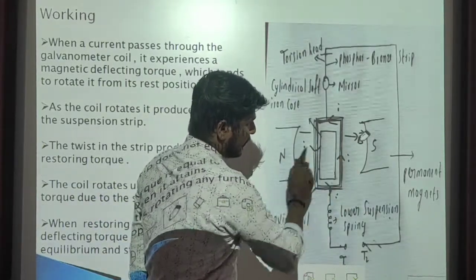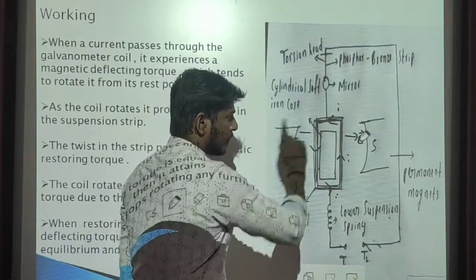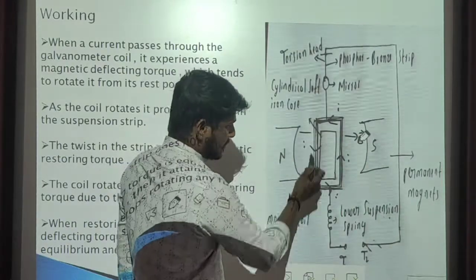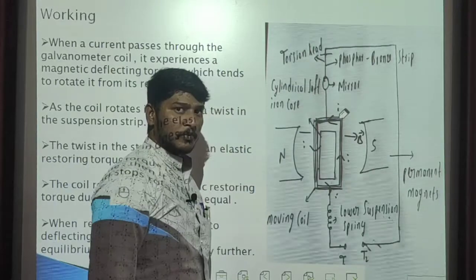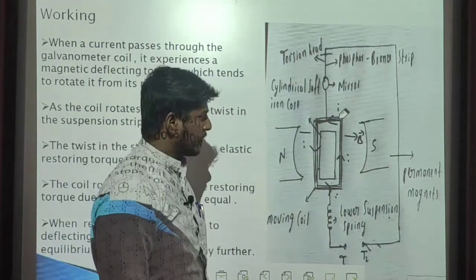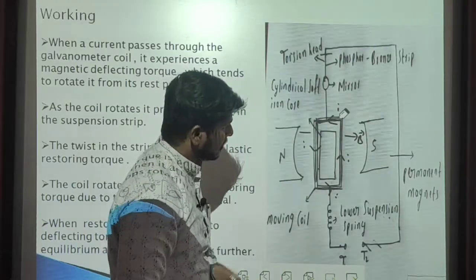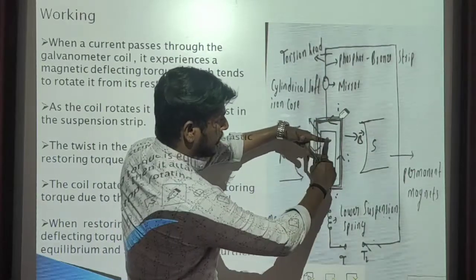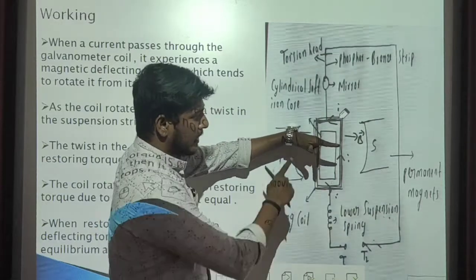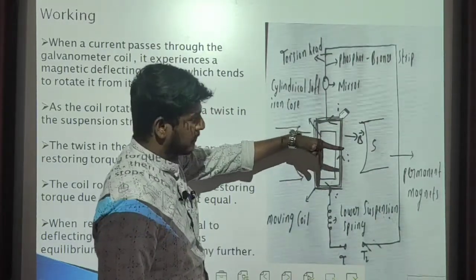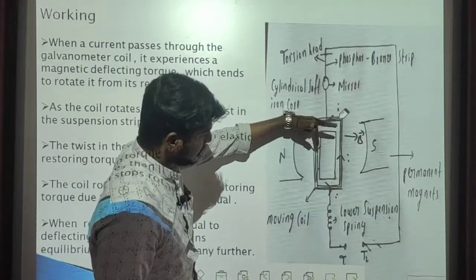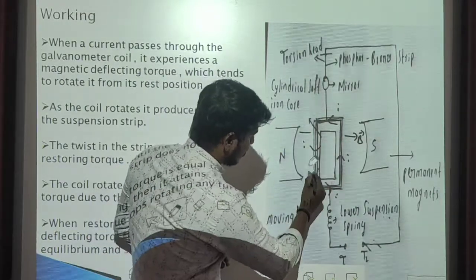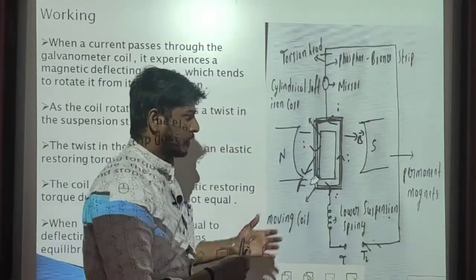Due to this radial magnetic field, when current passes through the copper coil, the coil experiences a magnetic deflecting torque at the sides. We can find the direction of force by using Fleming's left hand rule. The middle finger gives the direction of current, the forefinger gives the direction of magnetic field, and the thumb gives the direction of force. Here at this side, the direction of force is out of the board.